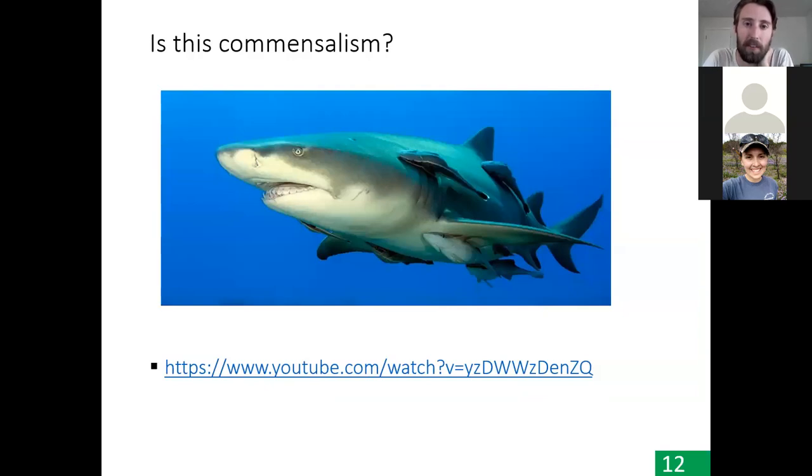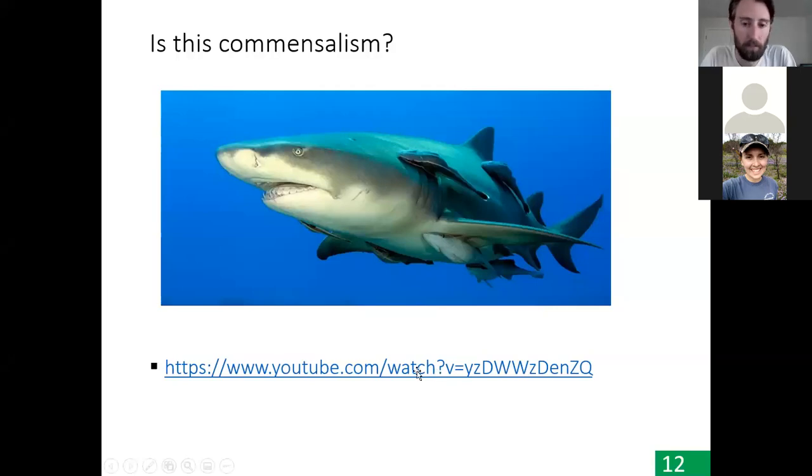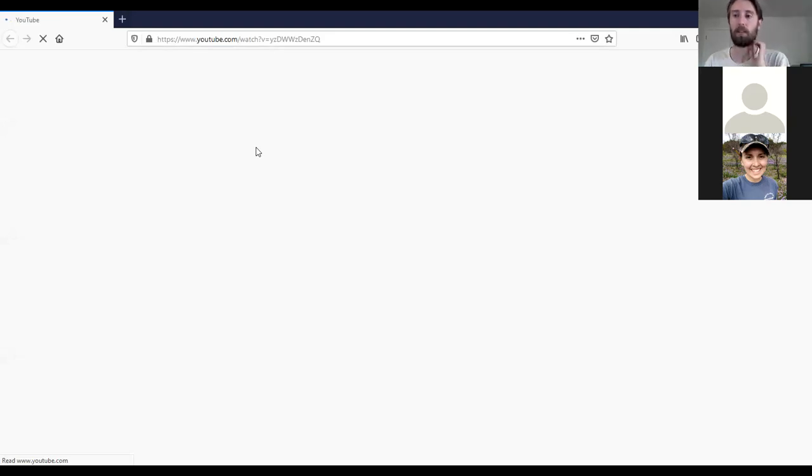Another famous example is this shark remora system. I'll show this video right quick. There's actually some question about whether this is a commensal interaction or a parasitic interaction. Let me make sure that the sound is going to play. And then I'll go to the video.